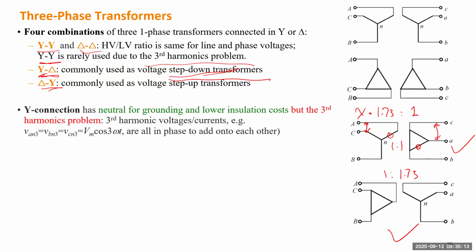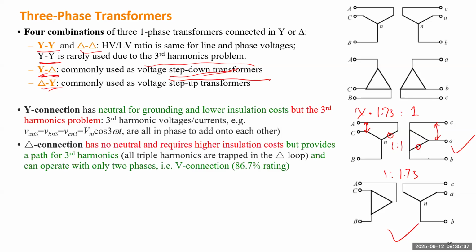Y connection has a neutral for grounding and lower insulation costs, but it has the third order harmonic problem. The third order harmonic problem arises because the third order harmonics of voltage and current become in phase, so they will add on to each other.